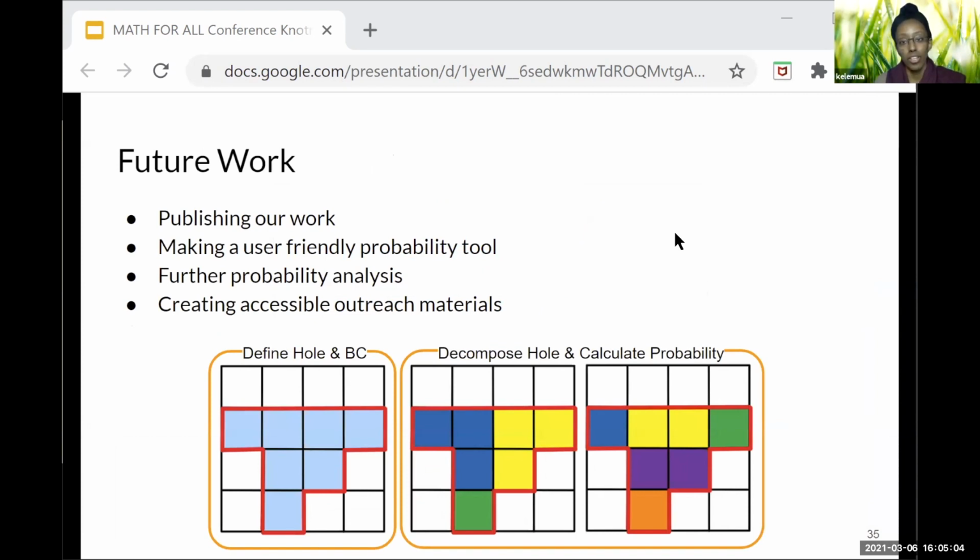In terms of future work, we published some of our work, and I'm in the process of getting a paper published. I really want to work on creating a more user-friendly probability tool where we can input more complicated and interesting holes and see the different ways you can decompose them and the probabilities associated, as well as creating an outreach tool. So folks who don't typically engage with knot theory can have an entry point to learn more about this branch of mathematics, and also it's a fun way to procrastinate, low-key. So I'd like to share it with others.